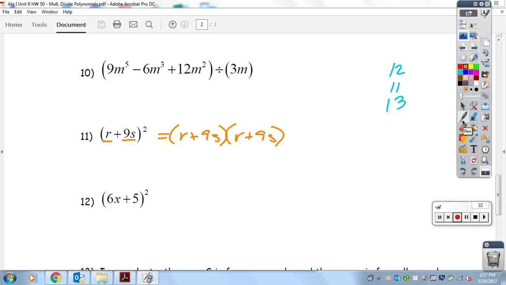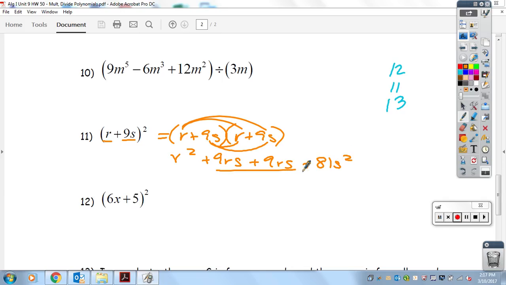And now that we've made it 2 binomials, we double distribute, whoosh, whoosh. R times r is r squared, r times 9s is 9rs, and we'll put them in alphabetical order so I know that they're like terms. Then 9 times s times r is again 9rs. 9s times 9s is 81s squared, because 9 times 9 is 81, s times s is s squared. Those are my like terms: r squared plus 18rs plus 81s squared. Trinomial, degree 2. The question is, which is the leading coefficient? Hard to tell because you might want to say r. We're going to say 1, because that's alphabetized.